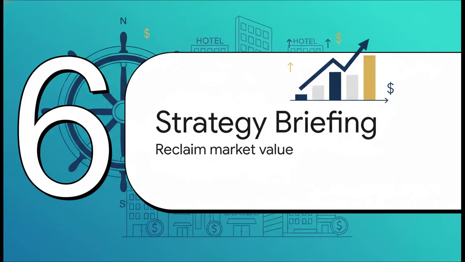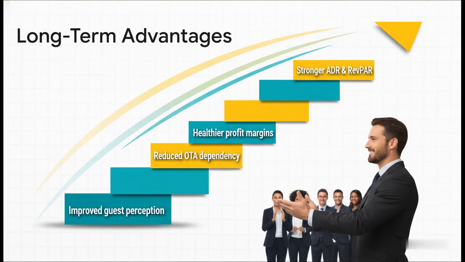And finally, Section 6, our GM strategy briefing. Let's talk about reclaiming your long-term market value. So, when you successfully break the habit of competitor-driven discounting and actually implement these structured strategies, you start securing some amazing long-term advantages. You're going to see stronger ADR and RevPAR. You will enjoy much healthier net profit margins. Because you aren't stuck racing to the bottom, you significantly reduce your OTA dependency. And honestly, perhaps most importantly, you improve guest perception. By holding your rate, you elevate your brand and build total confidence in your market standing.